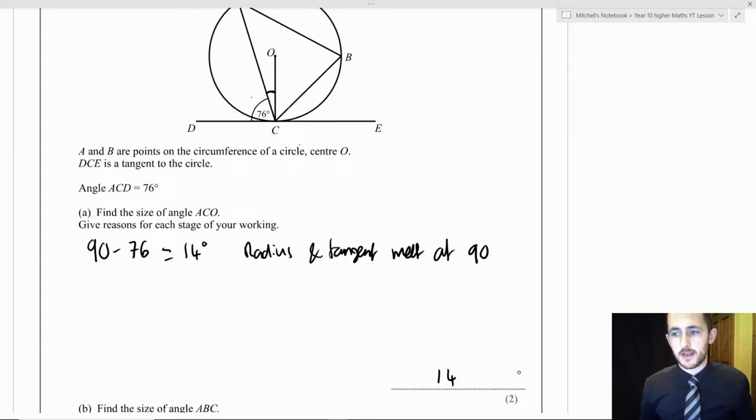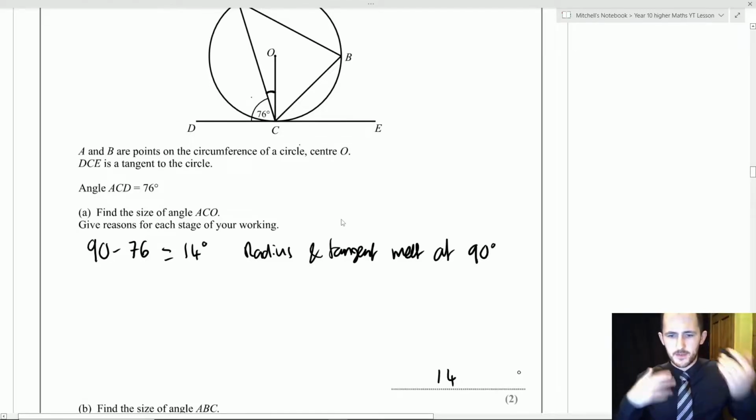So this is actually how I'd recommend studying and learning circle theorems yourself, is to write out the reason for every step of your working, even if you don't have to, okay? It just helps you kind of explain it to yourself.